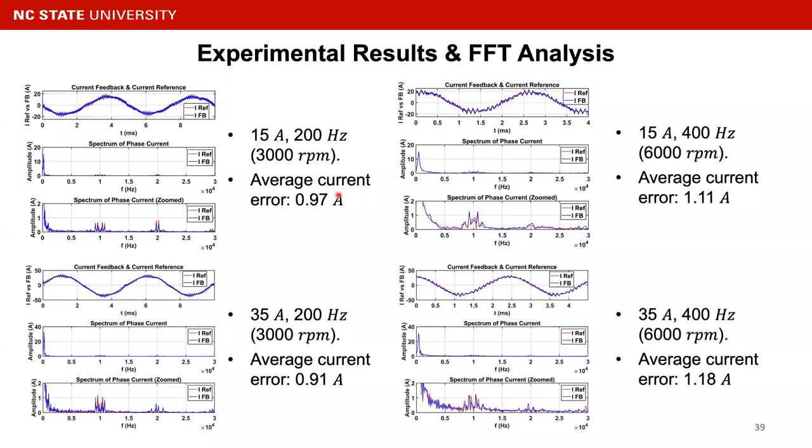Moreover, the average current error of the system doesn't increase with the amplitude of our fundamental frequency current. Therefore, it is safe to say that even at higher fundamental frequency current levels, the switching ripple current tracking capability can be ensured.